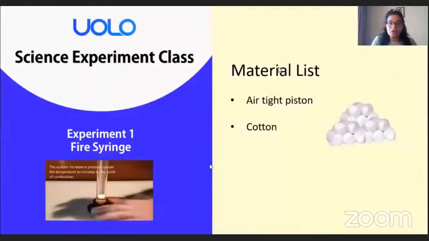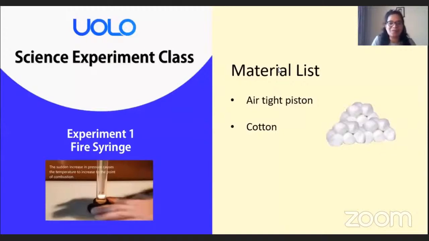Okay. Now, the science experiment we are going to be performing today is called the fire syringe experiment. Okay, so your material list is, you'll just need 2 things, that is an airtight piston and cotton, just these 2 things. So all those who are ready with the material, just give me a thumbs up. Okay, all those who are yet to go and fetch your materials, quickly go and get them, and then we start with the experiment.